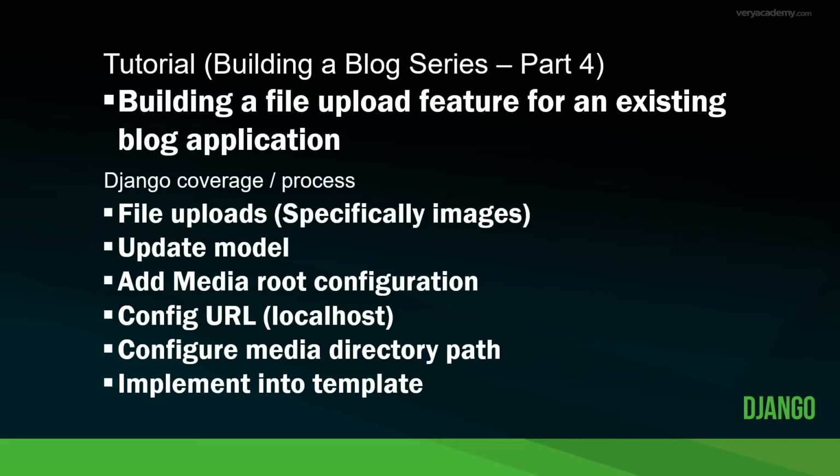So here we're going to go through the steps of updating our existing model and then add a media root configuration so that we define where our images are going to be placed. Because when we upload the files from our admin panel for our specific post, that image is going to be copied across to our media root folder. So we need to configure that, and then we're going to need to configure the URL.